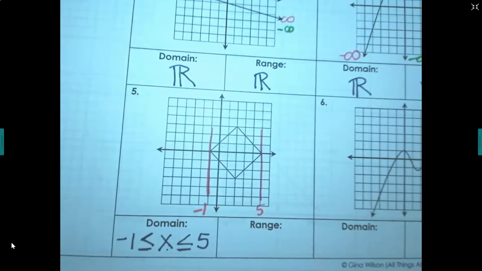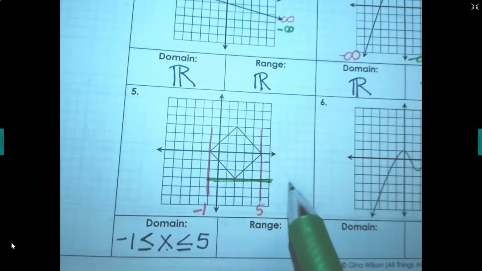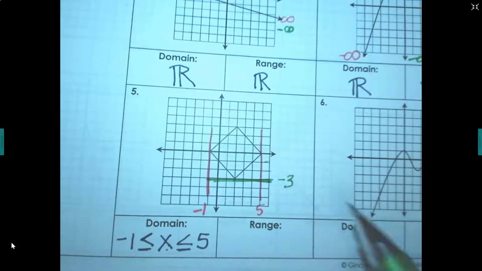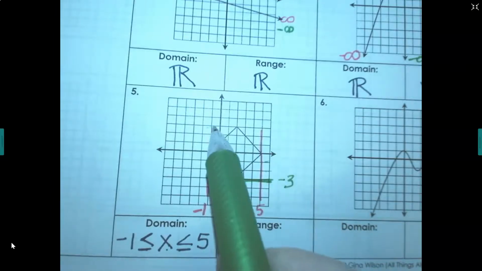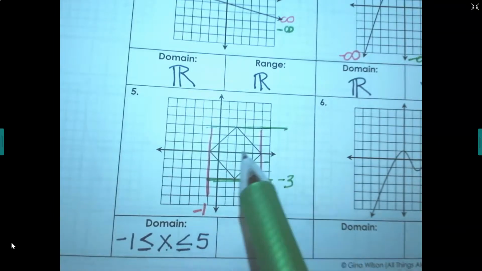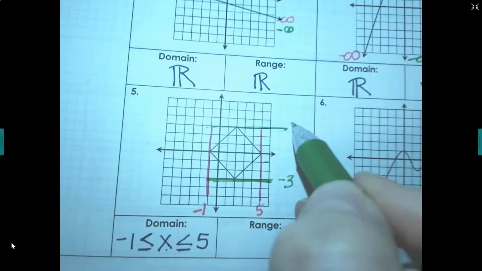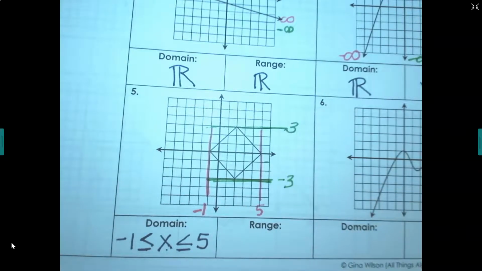Let's do our range, which is the bottom to the top. There is an exact bottom. It doesn't go past this y value right here. That y value is -1, 2, 3. Okay, and on the top, our graph turned around, giving us an exact top point at 1, 2, 3. So all of our y values are between -3 and +3.